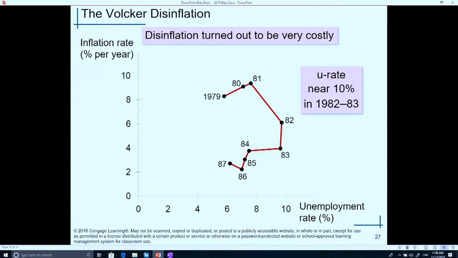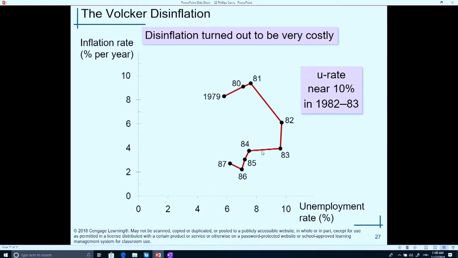However, we moved to the right from 81 to 82. We're over here now. The unemployment rate's at 10%, and we stayed there for 2 years. Between 81 and 83, we saw a tremendous drop in the inflation rate. You can think of moving from here to here as just a short-run Phillips curve. In order to do this, we must shift the aggregate demand curve to the left. We have to cause a recession.